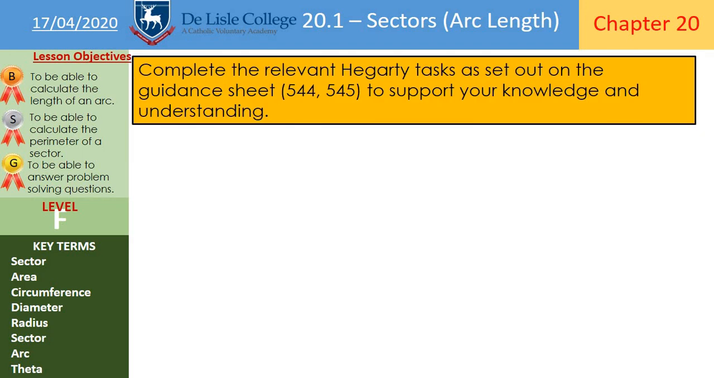Right, well done for getting through the PowerPoint. If you can now complete the relevant Hegarty tasks as set out on the guidance sheet, but just for information, they are 544 and 545 to support your knowledge and understanding. That'd be brilliant. And then next lesson, we'll start to look at finding the area of sectors and missing angles. Well done.